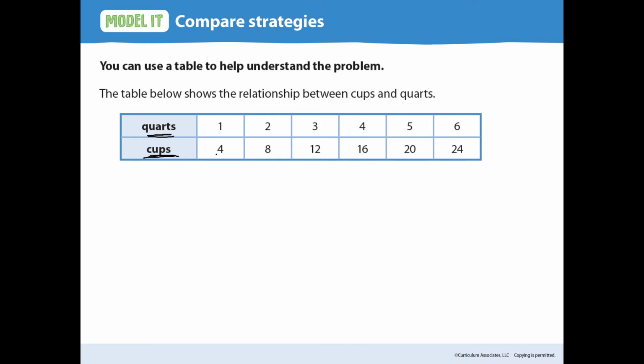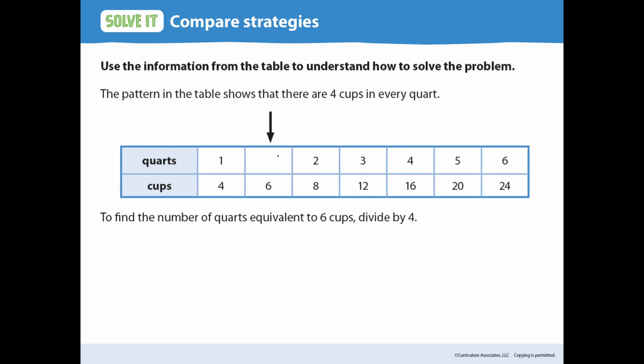1 times 4 is 4, 2 times 4 is 8. The pattern in the table shows that there are 4 cups in every quart. To find the number of quarts equivalent to 6 cups, divide by 4. So 6 divided by 4, we saw was 6/4, which is the same as 1 1/2.